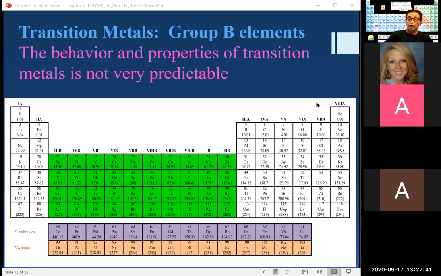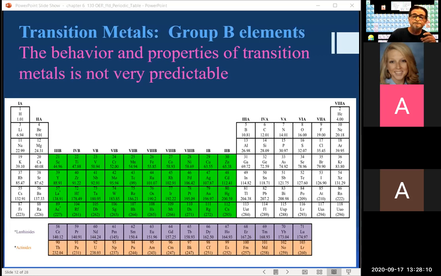Okay. Now, the group B, those D blocks, they're called the transition metals. We cannot predict very well their loss of electrons. They're all metals, so they're going to lose electrons. It's difficult to predict because they're capable of losing multiple different numbers of electrons.